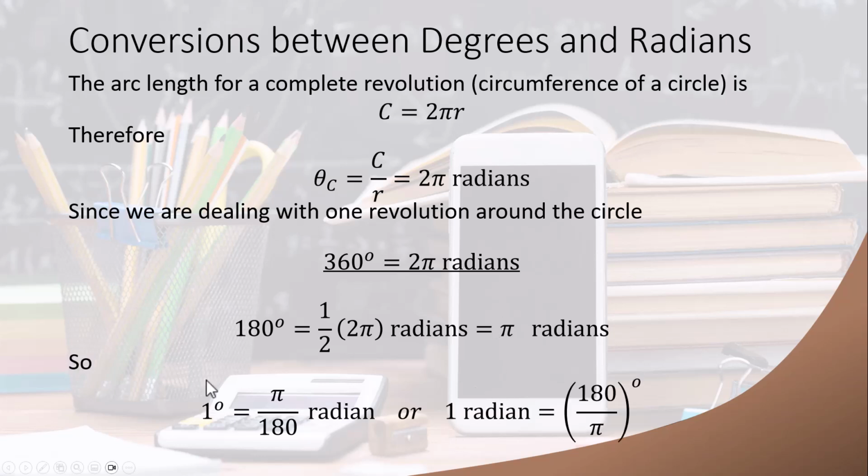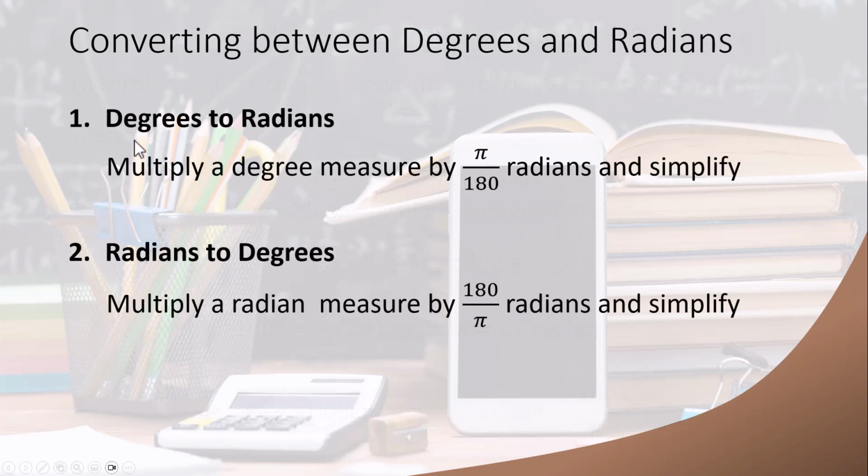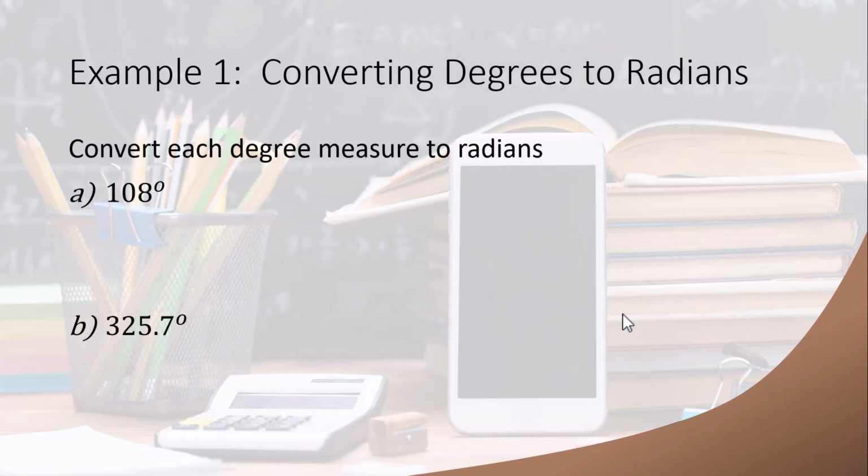For example, 1 degree is equal to pi over 180 radians. 1 radian is equal to 180 over pi degrees. So if you need to convert from degrees to radians, which you will be doing quite often in this chapter, actually this course in general, you want to multiply your degree measure by pi over 180 radians and then simplify. On the other hand, if you want to convert radians to degrees, you want to take your radian measure, multiply it by 180 over pi, and then simplify. With that in mind, I have a couple of examples to go through with you.